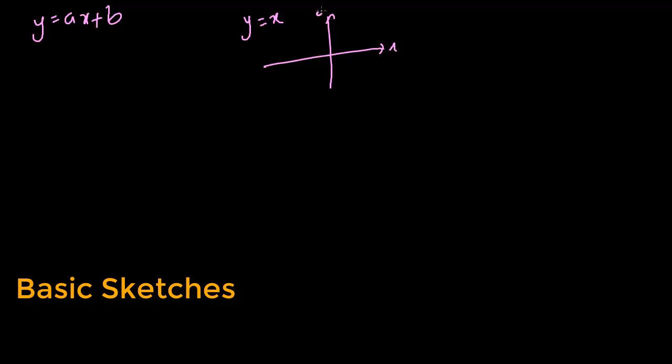If I take this, so this is the general shape: y equals ax plus b is the general shape. If I take b equal to 0 and a equal to 1, the specific shape becomes y equals x. So y equals x looks like this. If this is the x-axis, this is the y-axis, and this is the origin, it goes straight through. That's it. Memorize the picture.